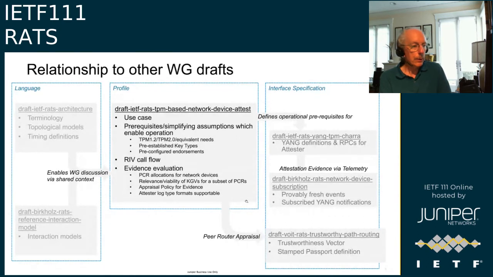This is Eric's chart from a while ago showing how all of these RATS pieces fit together with RIV. So there's work on both ends. The architecture feeds into it, and then this in turn feeds into features like the trustworthy path routing material. Next.